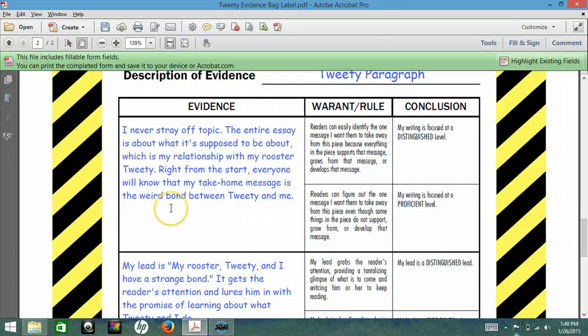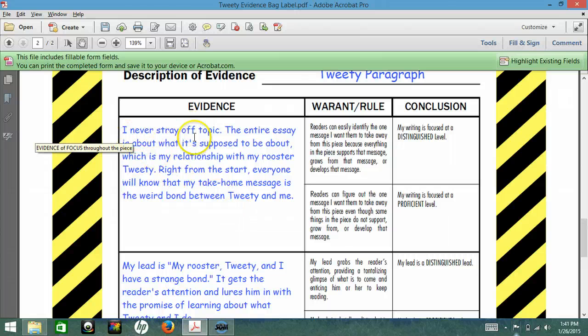So you're going to try to look in your chosen artifact for proof that you have written to a focus level of either proficient or distinguished. And here are the descriptions of those two. When you find the proof in your writing, you will write it over here. It's very important that you not just repeat what it says under the warrant or rule. So you can't just say, well, my readers can easily identify the one message I want them to take away from this piece. You have to actually say what the message is using words from the paragraph.